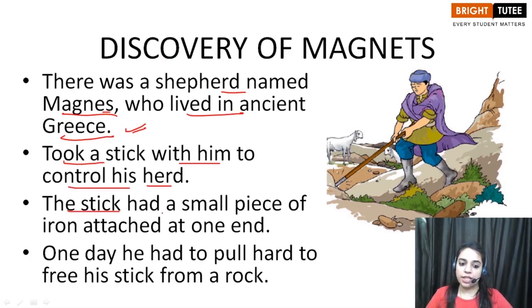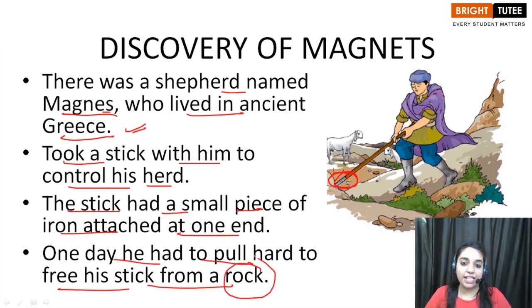Okay, the stick had a small piece of iron attached to its other end, this end, and one day he had to pull hard to free his stick from a rock, and this is how accidentally he was able to discover a black rock which was called magnetite. Okay children, so you have to pay attention to each and every small detail, because these questions can be asked as a one marker question.